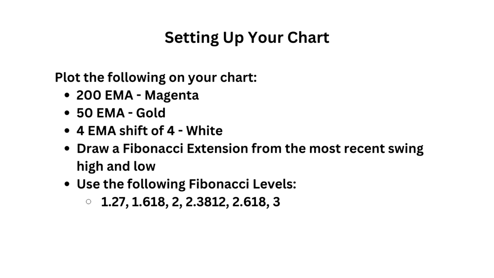Setting up your chart. Plot the following on your chart: the 200 EMA, the 50 EMA, and the 4 EMA with a shift of 4. Draw a Fibonacci extension from the most recent swing high or low. Use the following Fibonacci level extensions: 1.27, 1.618, the 2, the 2.3812, 2.618, and the 3 level.